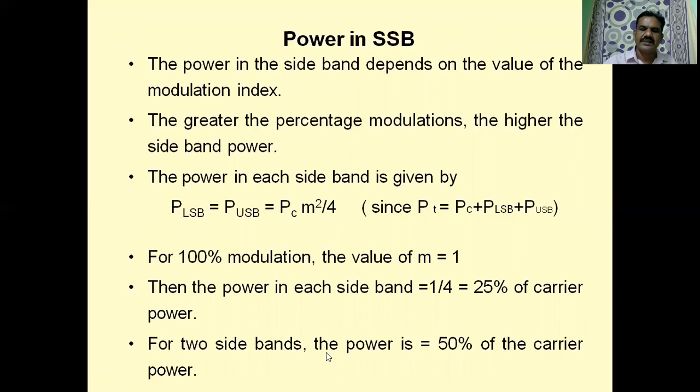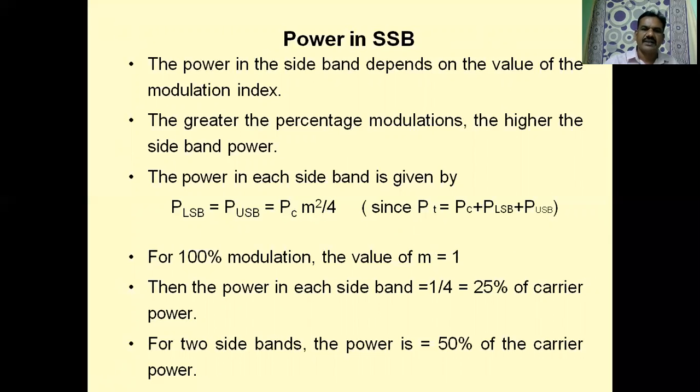In case of DSBSC, the power is equal to Pc times m squared by 2. When m is 1, Pc times 1 squared by 2 is 50% of the carrier power. Hence, there is much power saving in SSB modulation. The greater the percentage of modulation, the higher the sideband power. As the value of m increases, with m greater than 0 and less than or equal to 1, the total power also increases.